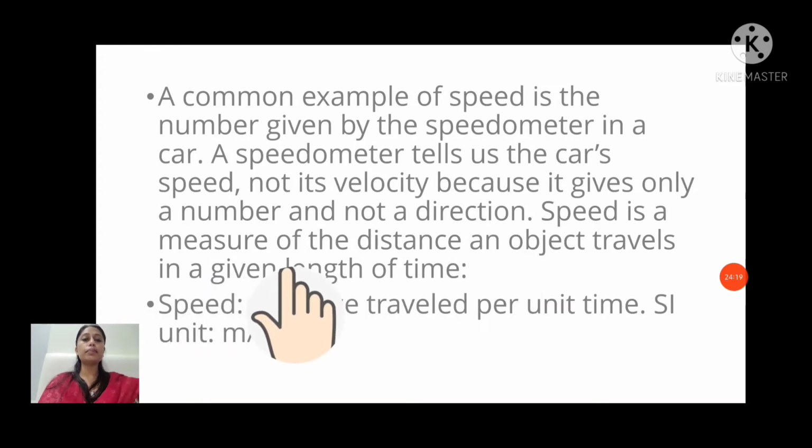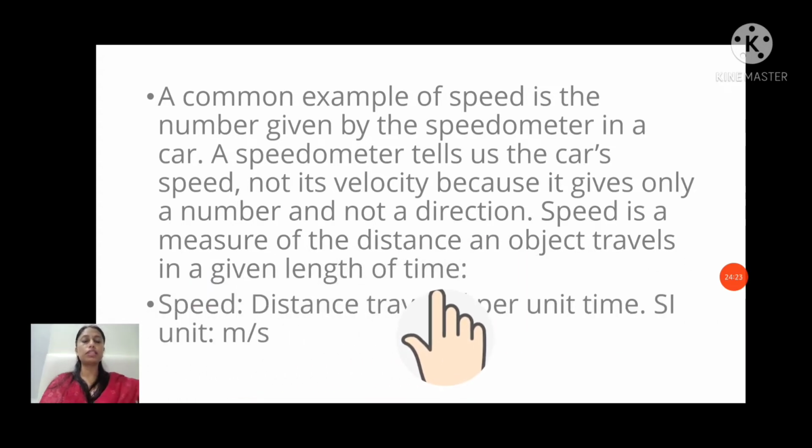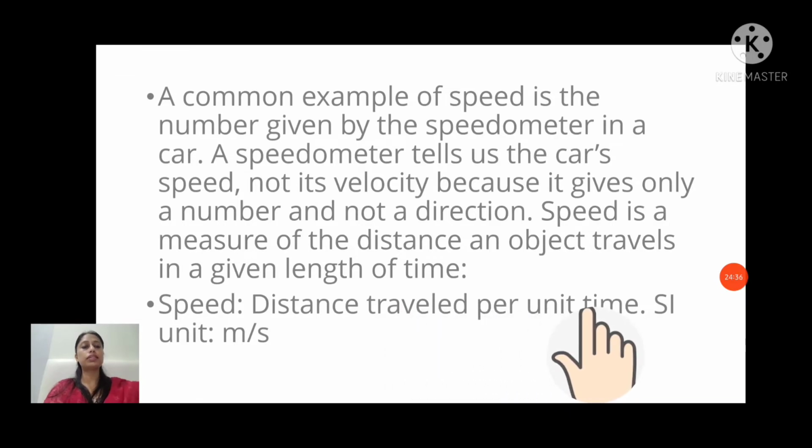So speed is a measure of the distance an object travels in a given length of time. Speed is a measurement of the distance traveled in a unit of time. The speed formula is distance traveled per unit time, and its SI unit is meter per second.